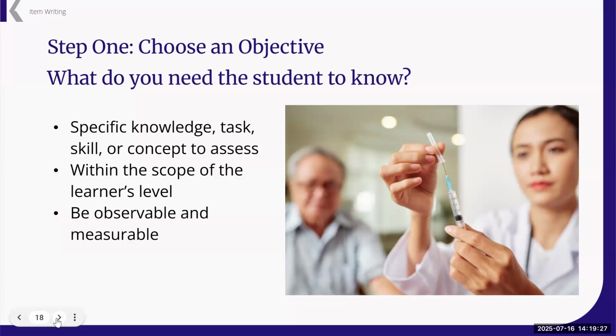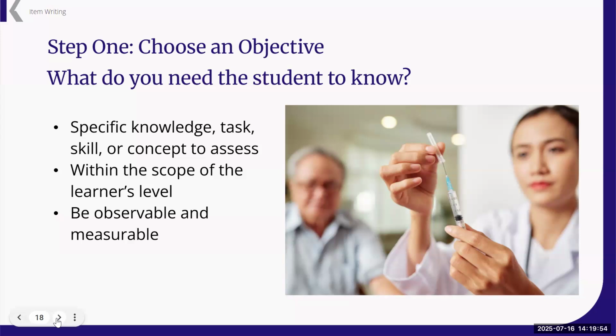First, your objective should point to a specific knowledge area, task, skill, or concept that you want to assess. Second, make sure the objective is within the scope of the learner's level. You're writing for pre-licensure students, not for experts, so keep it practical, realistic, and appropriate for their stage of learning. And third, your objective must be observable and measurable.